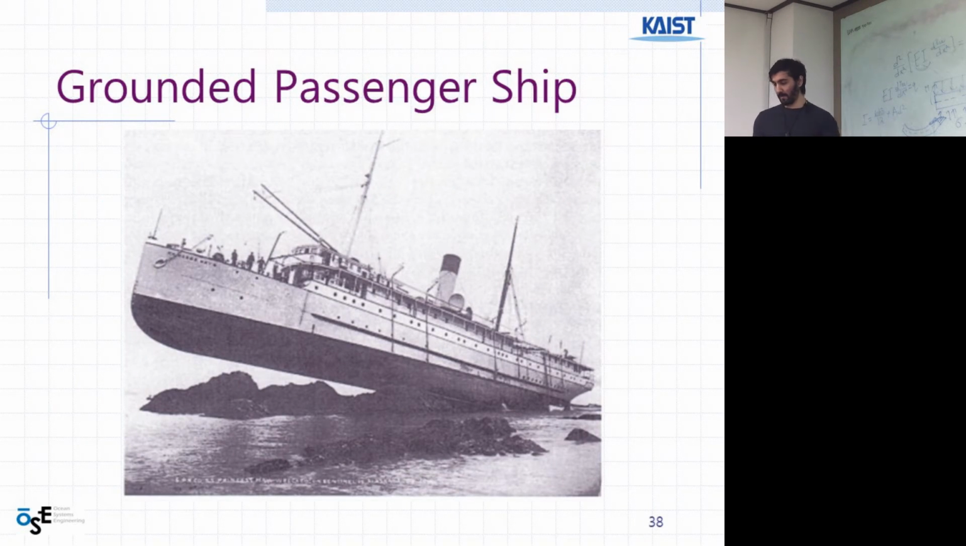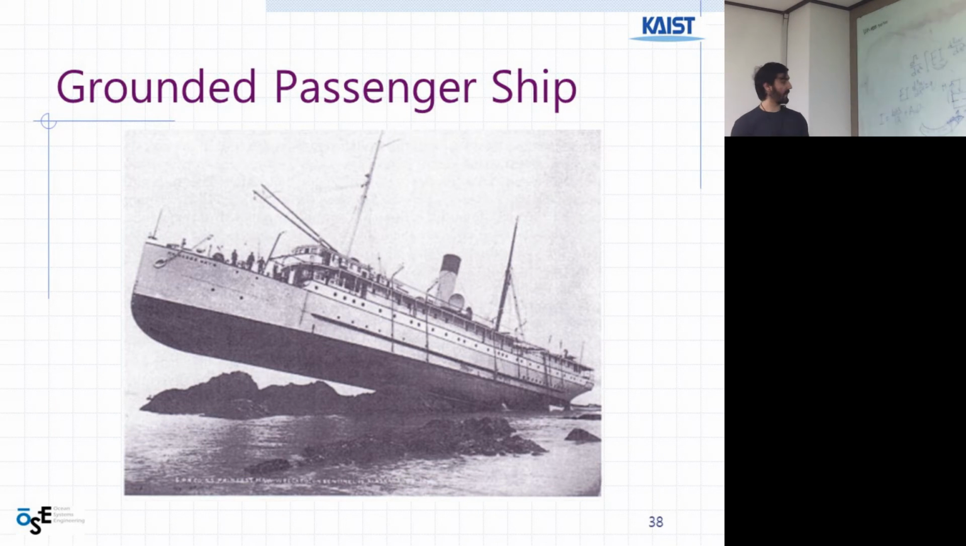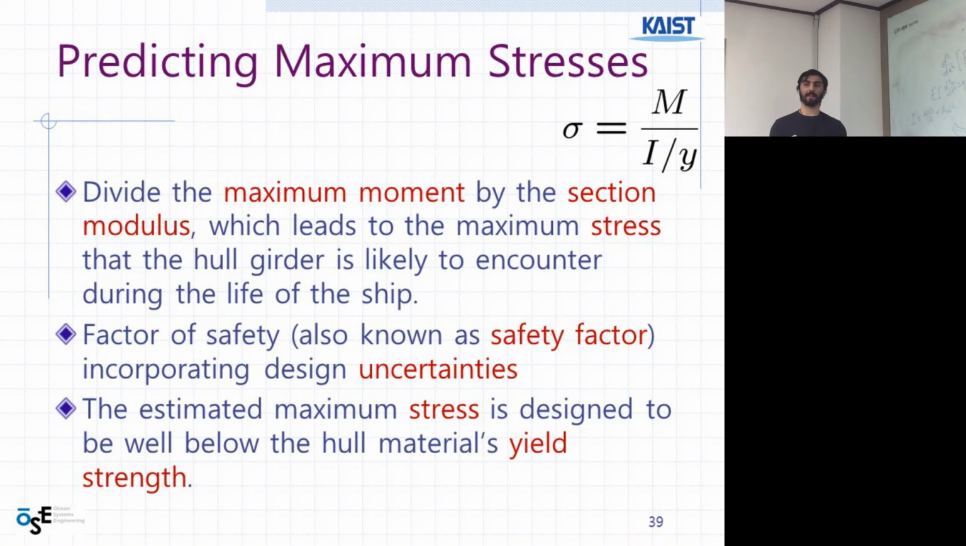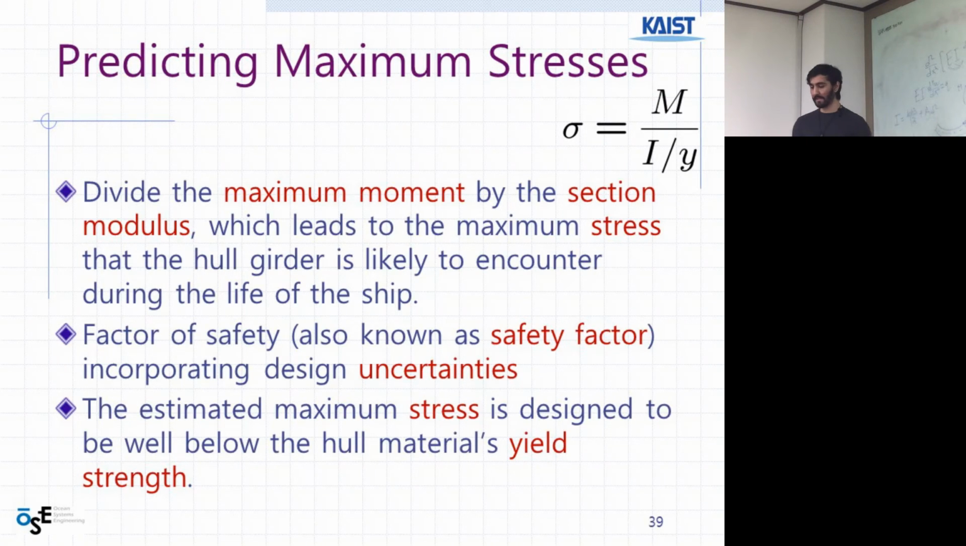Then maximum stresses. I think we had this discussion. There is also this factor of safety. We determine the maximum strength, but then we also have to ensure that the structure will be safe. So we have to introduce this kind of reliability factor, and this is called the factor of safety.